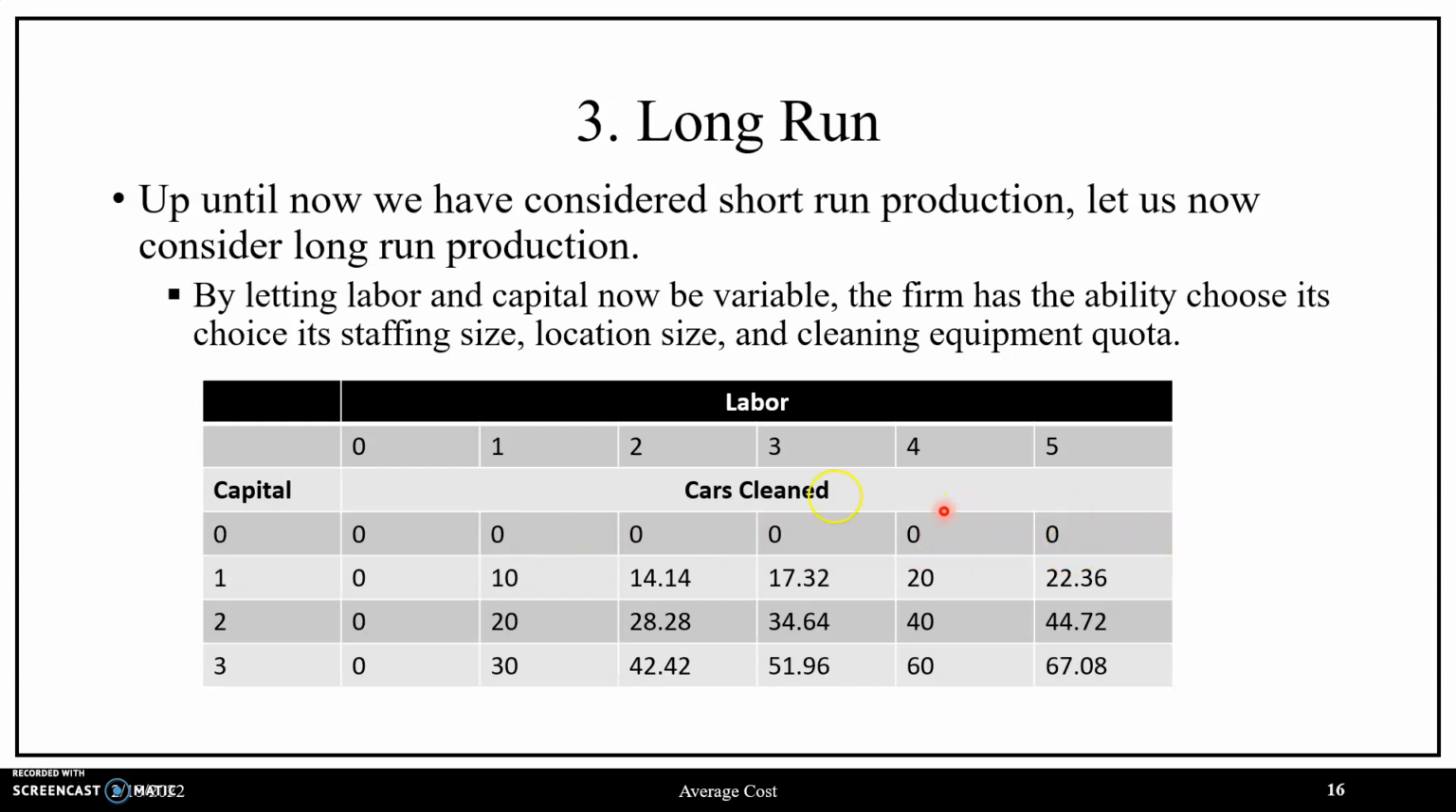In terms of the production function that we were initially working with, we were assuming 1 unit of capital, in terms of the small location size as well as cleaning equipment quota, and varying amounts of labor, from 0 cars cleaned up until 22.36 cars cleaned. Now the firm has the ability to vary their capital from 2 to 3, and as they vary labor, we see that at particular steps, with more labor, more cars can be cleaned, and more cars can be cleaned than if fewer units of capital were used. We can see that comparing 2 to 1, and the same thing from 3 units of capital to 2 units of capital with varying amounts of labor as well.